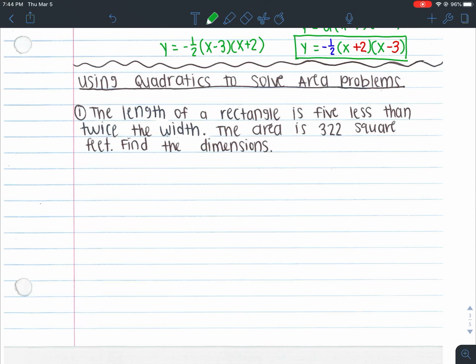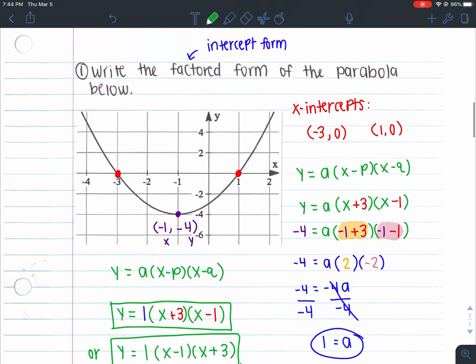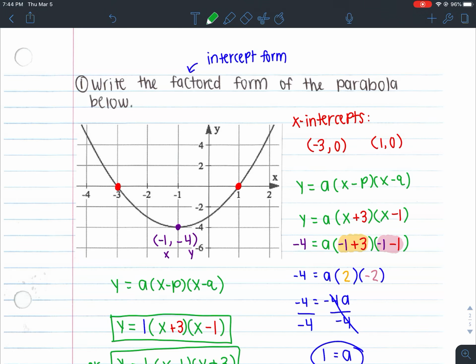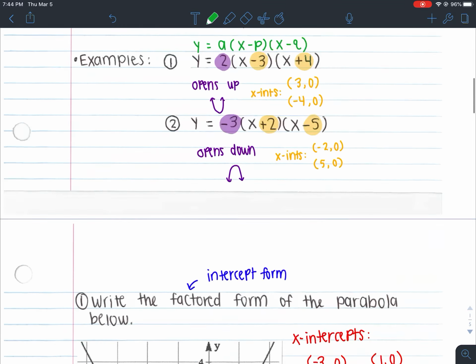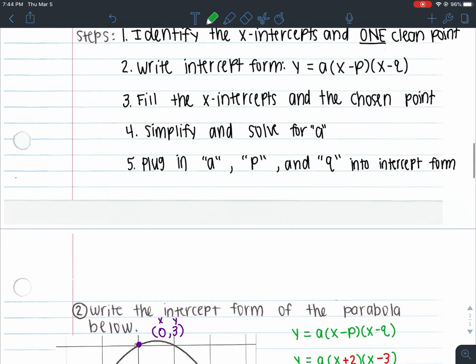All right, so that ends our first part of the video, which is going over intercept form / factored form. So again, to write intercept form, it is called intercept form because it has x-intercepts. And our a value is still our a value. It tells us whether it's positive or negative, opens up or down, and we have to solve for it if they don't give it to us.